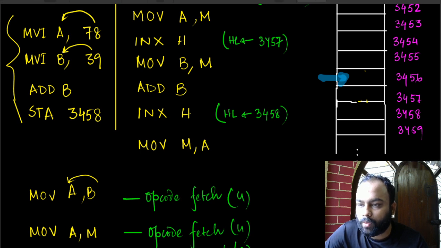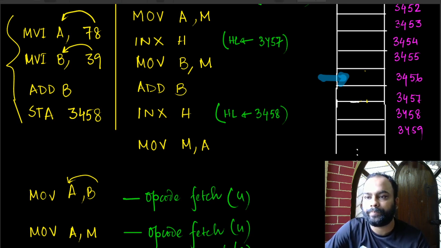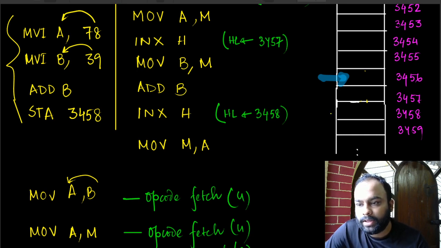Question: where is the memory pointer pointing to? The memory pointer is pointing to this memory address, right? This is where the memory pointer is pointing to, because the value of the HL register pair is now 3, 4, 5, 8. So the memory pointer is pointing to 3, 4, 5, 8.